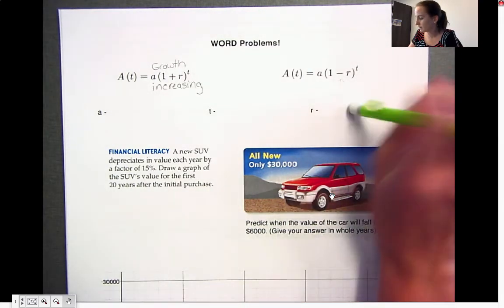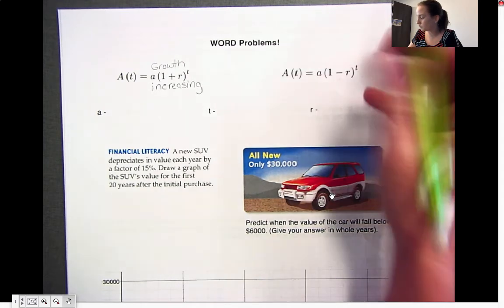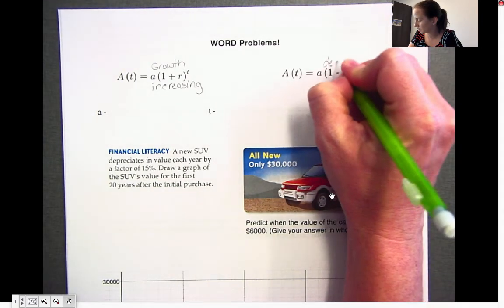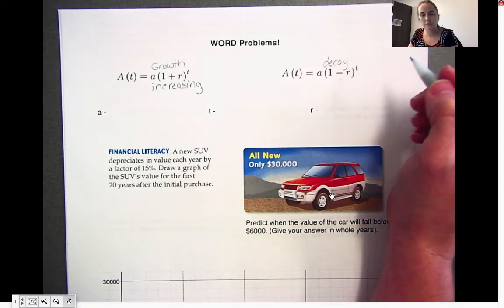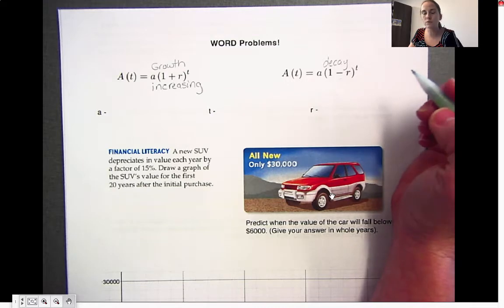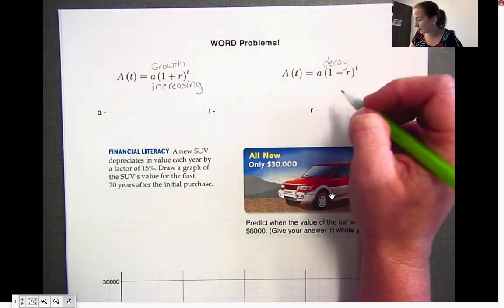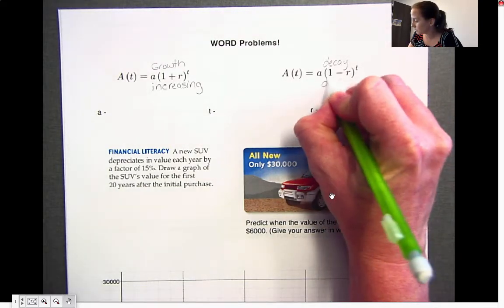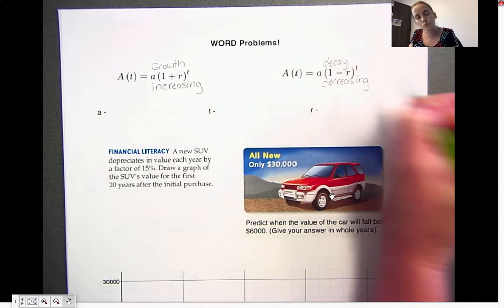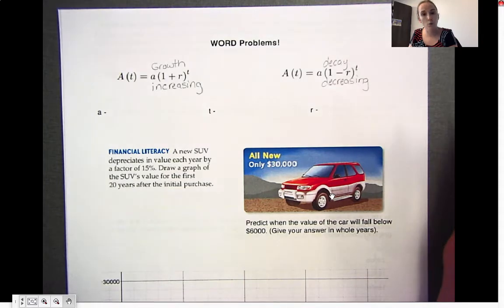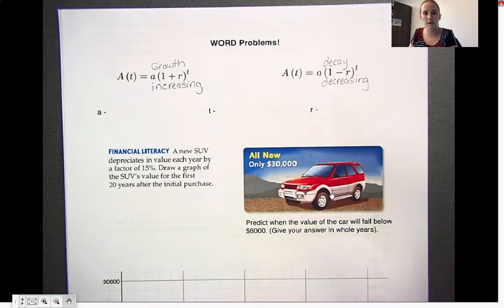Over here we have a minus sign. This is going to be exponential decay. And of course, with decay, you're looking for something that tells you it's decreasing or losing value, or declining, going down, something like that. So decreasing. But you have to read the word problem to determine whether the value or the amount, whatever it's talking about, is going up or down.